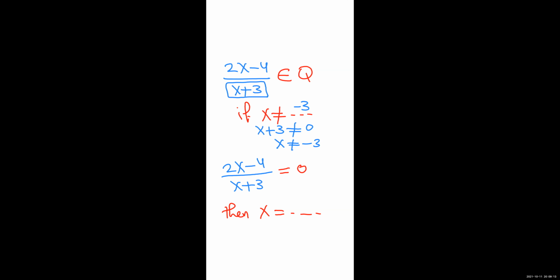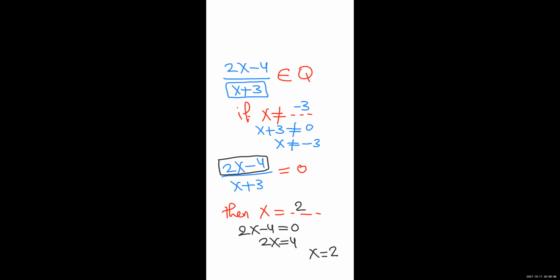Therefore, x is not equal to -3. But in the next question, 2x minus 4 over x plus 3 equals 0, so we use the numerator. 2x minus 4 equals 0, then 2x equals 4, then x equals 2. That's it. So if the number belongs to the rational numbers, then the denominator will never equal 0. But if the number equals 0, then the numerator will equal 0.